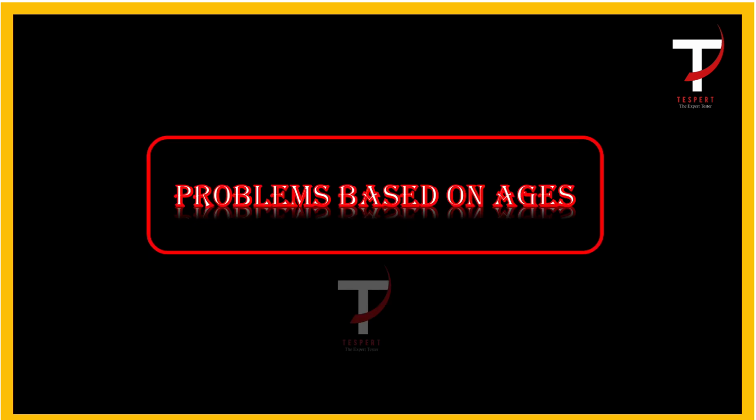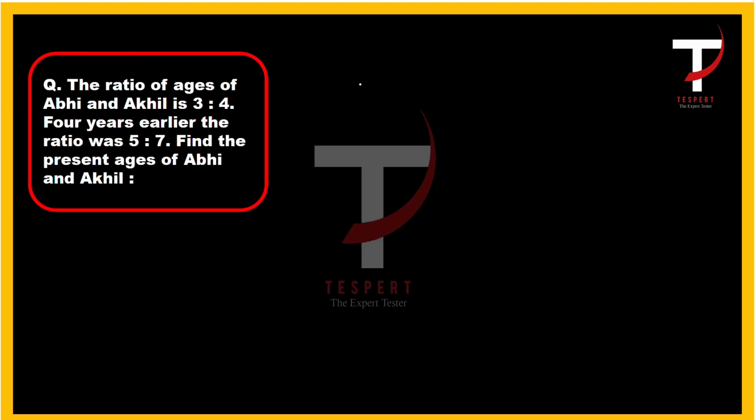The next one is problems based on ages. It is better to solve some problems. The ratio of ages of Abhi and Akhil is 3:4. Okay, 3x and 4x. This is Abhi and this is Akhil. 4 years earlier, that means 4 years ago, the ratio was 5:7, which means 5x and 7x. Find the present ages of Abhi and Akhil.